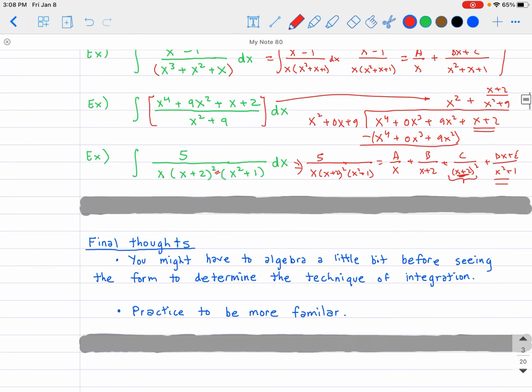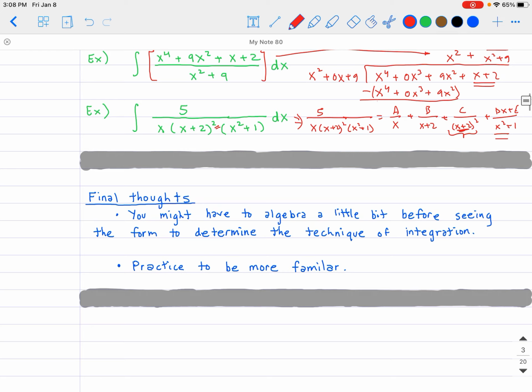All right, so here are some final thoughts about all of this before you dive into it, okay? The first one is that you might have to do a little bit of algebra before seeing the form to determine the techniques of integration. If you notice the problems that I did, I sometimes have to do a little bit of algebra, trig, or maybe some trig identity to make it easier so you can see how it works out. So that is always something you want to think about.